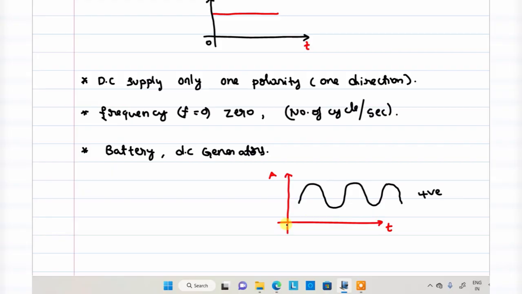For example, if the waveform is like that, we can say there is positive magnitude as well as negative magnitude. But in this case, there is only positive magnitude. That means the waveform lies above the time axis. That's why it is not an AC waveform. It is an alternating DC waveform.